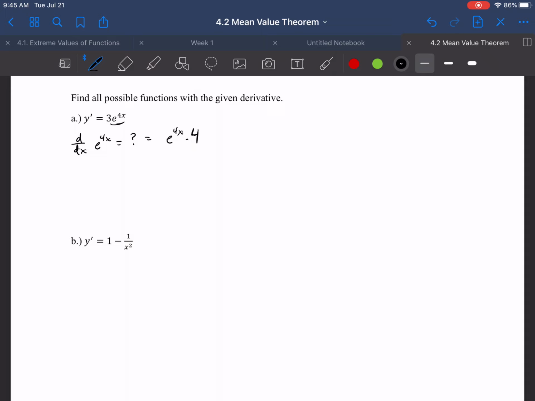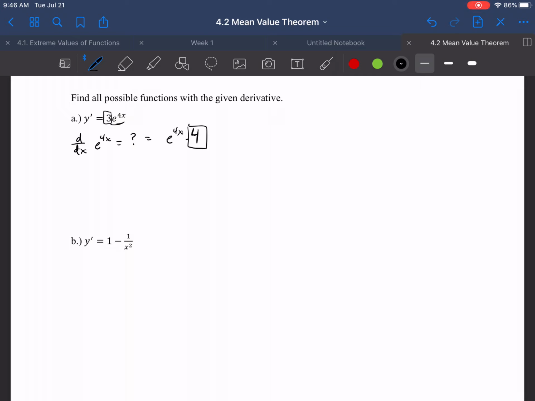So if we have an e to the 4x in our derivative, that means we must have started with an e to the 4x at the beginning of our function before we took the derivative. The only difference is we ended up with this 4 here, and up here we have this 3. So how do we turn a 4 into a 3?